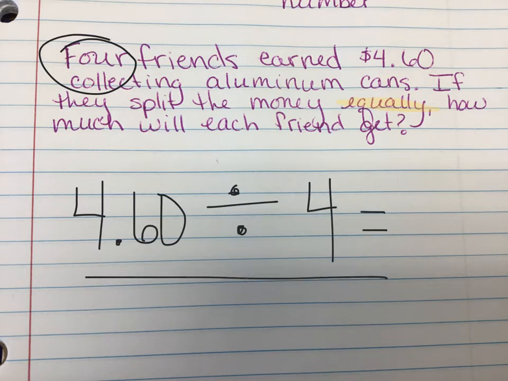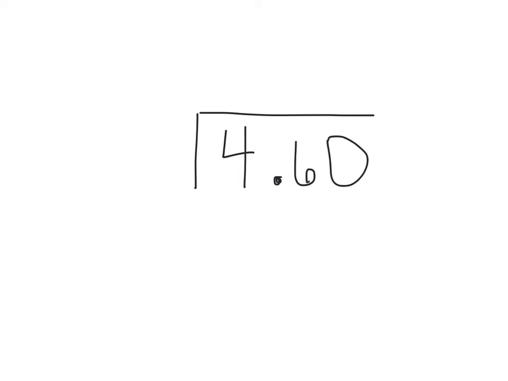Well, when it's written like this, we can't really do the math. So we need to write it in the right form. So here I'm going to put my $4.60 underneath in the house, as I call it, and put my 4 outside. Notice that decimal is still in my problem.